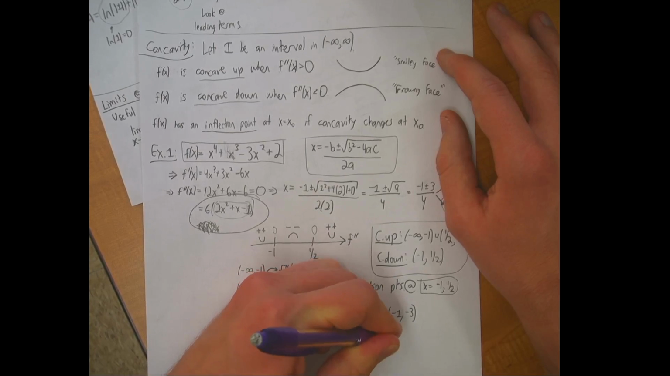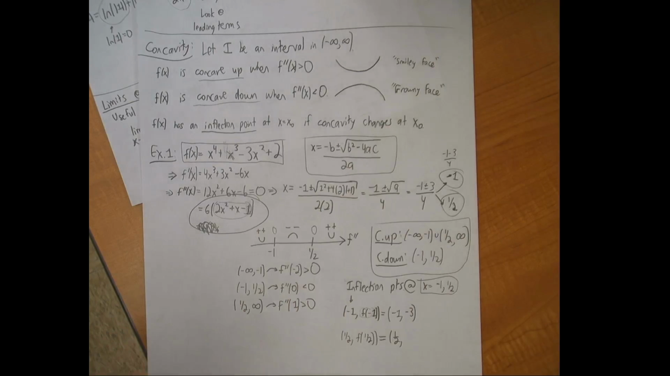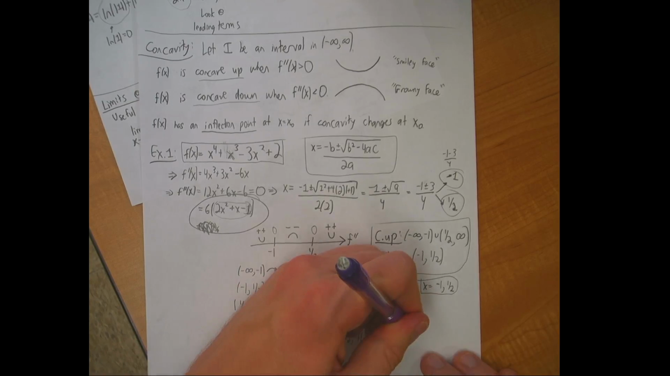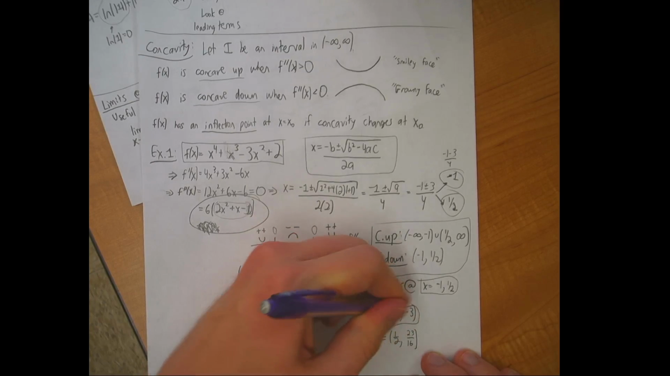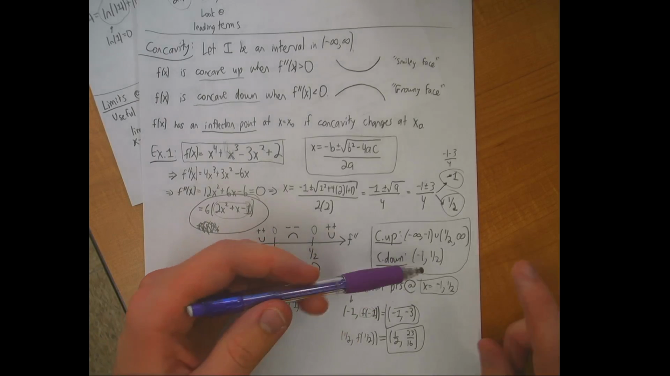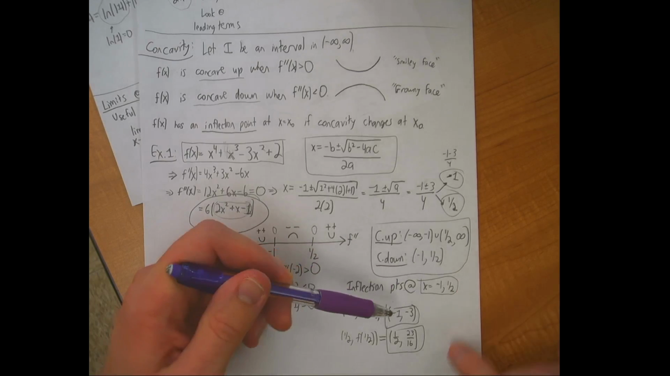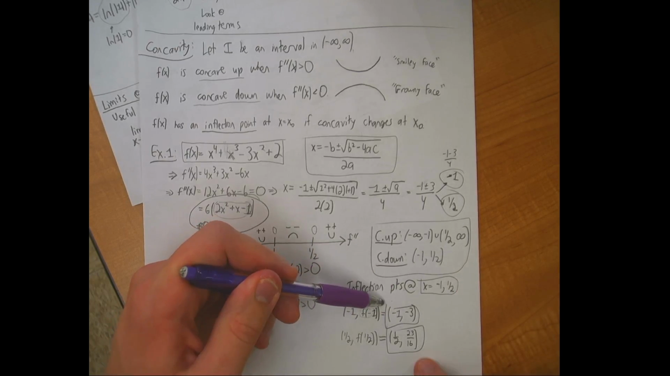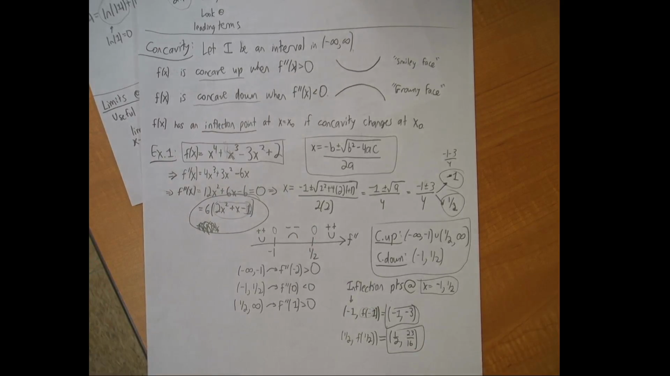And then what about if you plug in 1/2 into the original function? You can use a calculator if you need to. 23 over 16. Okay, 23 over 16. So those would be your 2 inflection points on the xy plane. If you just need the x coordinates, then this would be your answer. But if you actually need the 2 points on the xy plane, then this would be your final answer for the inflection points.